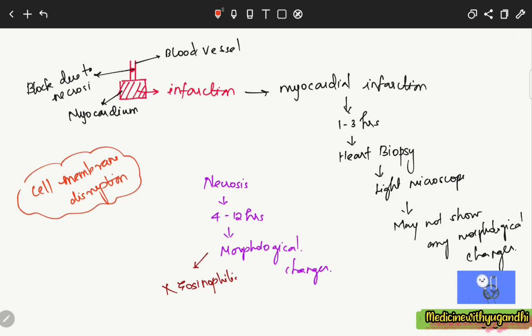So I am discussing all this with respect to myocardial infarction. The hallmark change, that is the cell membrane or plasma membrane disruption, takes place. Let us see step by step how this necrosed cell, by its cell membrane disruption, helps in the identification of myocardial infarction. Let me explain it step by step.